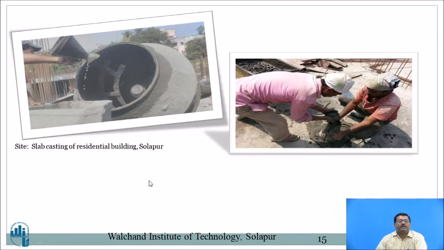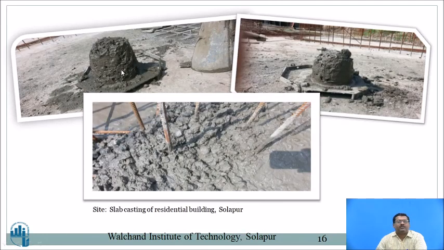Now, this is one of the slab castings of a residential building. It's my own home, in which crushed sand is used, and slump and all other tests were taken. So, if you see, you are getting the proper true slump here, and this is the casting done for the slab, and then you can see near the column I have taken this photograph.